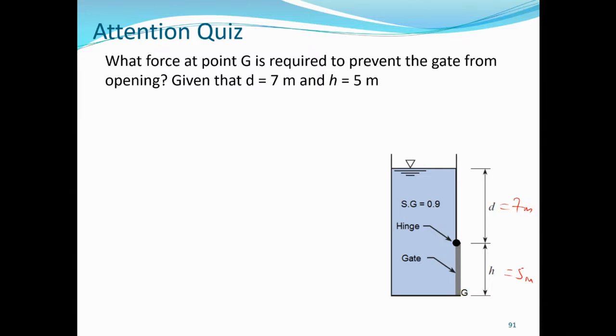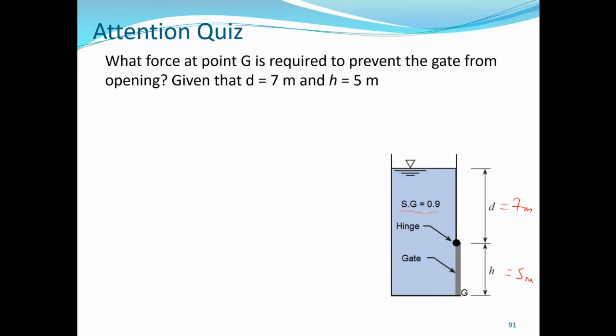Is that clear? So here also you have a gate and a hinge, and the specific gravity of the fluid is 0.9, meaning it is not water. The specific gravity of water is 1. Anything less than 1 or greater than 1 means it is a different fluid. So the liquid here is not water, because its specific gravity is 0.9.